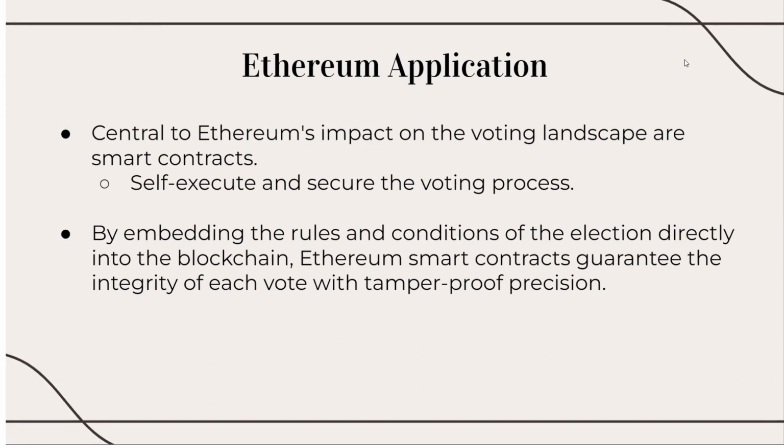So the Ethereum application in this is basically built upon the fundamental idea of smart contracts. The contracts would be self-executing, and they basically keep the voting process secure and transparent. By embedding the rules and conditions of the election directly into the blockchain, these smart contracts make sure the integrity of each vote is dealt with tamper-proof precision.